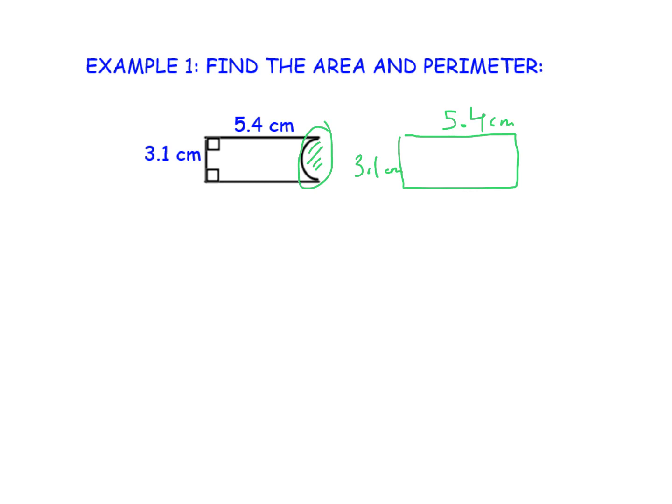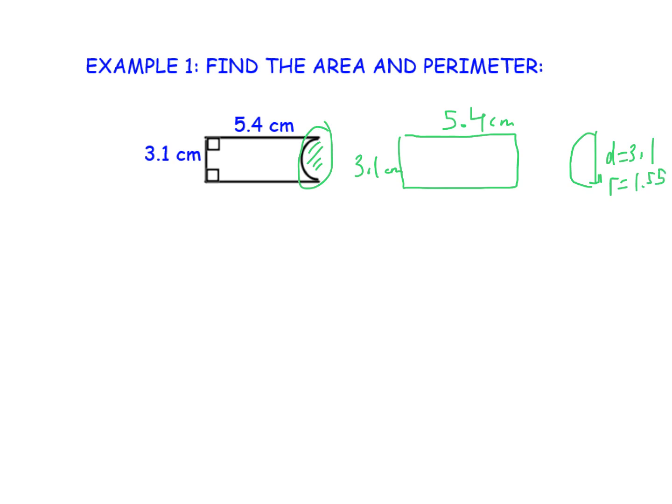So let's take a look at this. I think area is probably the easier one. If I take my rectangle, and then I recognize that the other shape that I have here is a semicircle, or half a circle, with the diameter equal to 3.1, then my radius is going to be half of that, so that's going to be 1.55.